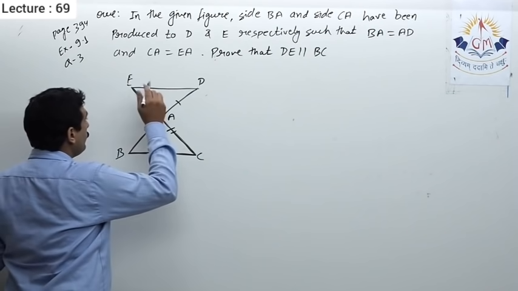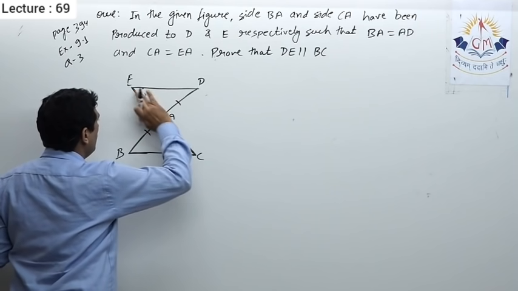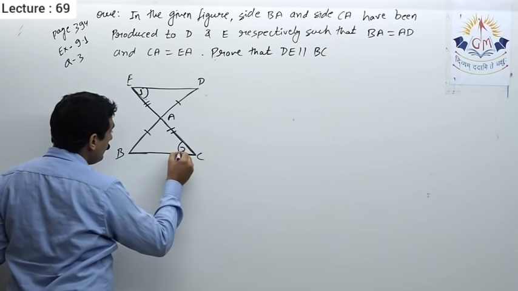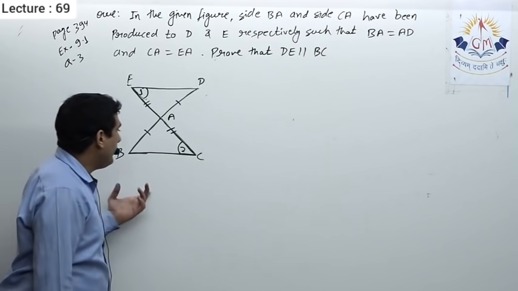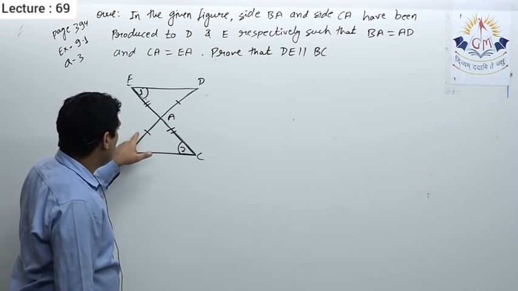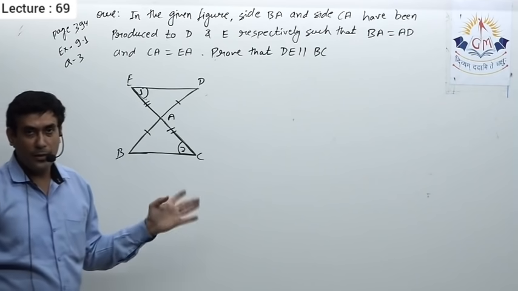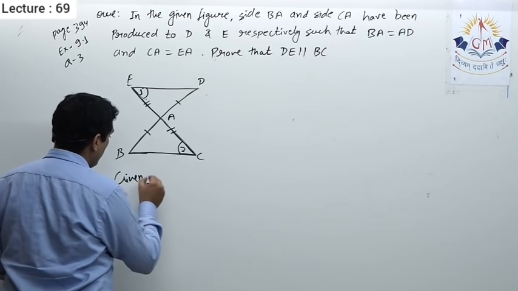Now to prove these two angles are equal, let's say angle 1 and angle 2, I need to prove these two triangles congruent. It can be done orally. You can say this side is equal to this one, this side is equal to this one, and these are vertically opposite angles. So the triangles are congruent by side angle side. Let me give you the complete solution.